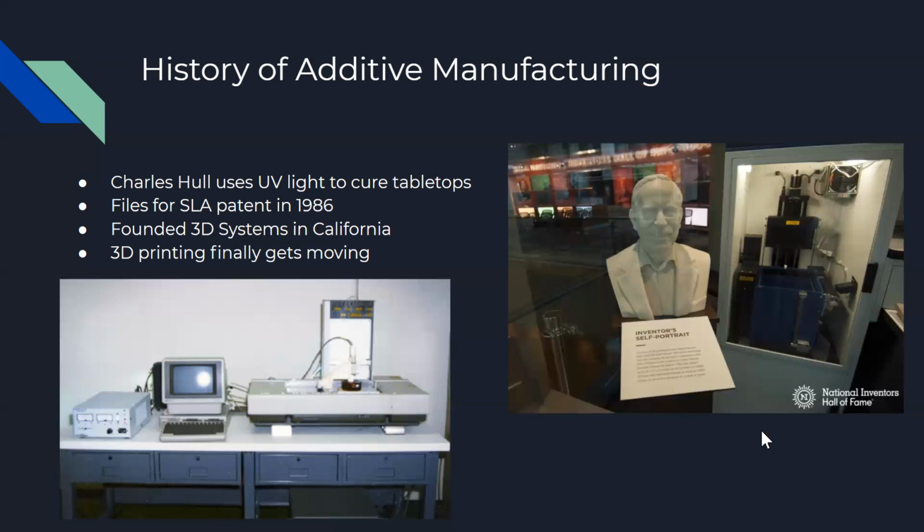So the bottom left image that you see here is the first stereolithography machine. So it takes a digital design, and then we'll turn that into a three-dimensional object made out of the resin. So this was Charles Hull's first prototype for that.